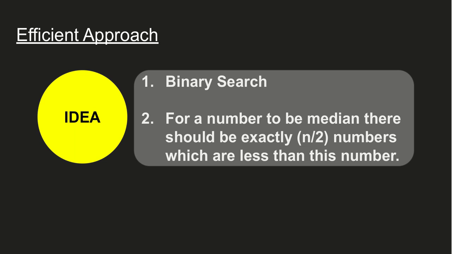Because the naive approach takes lots of time, an efficient approach to solve this problem is using binary search. Since every row of the matrix is sorted, the idea is to use binary search. We should note that for a number to be the median, there should be exactly n by 2 numbers which are less than this number. The idea is to use this fact. N is the size of the list of numbers.